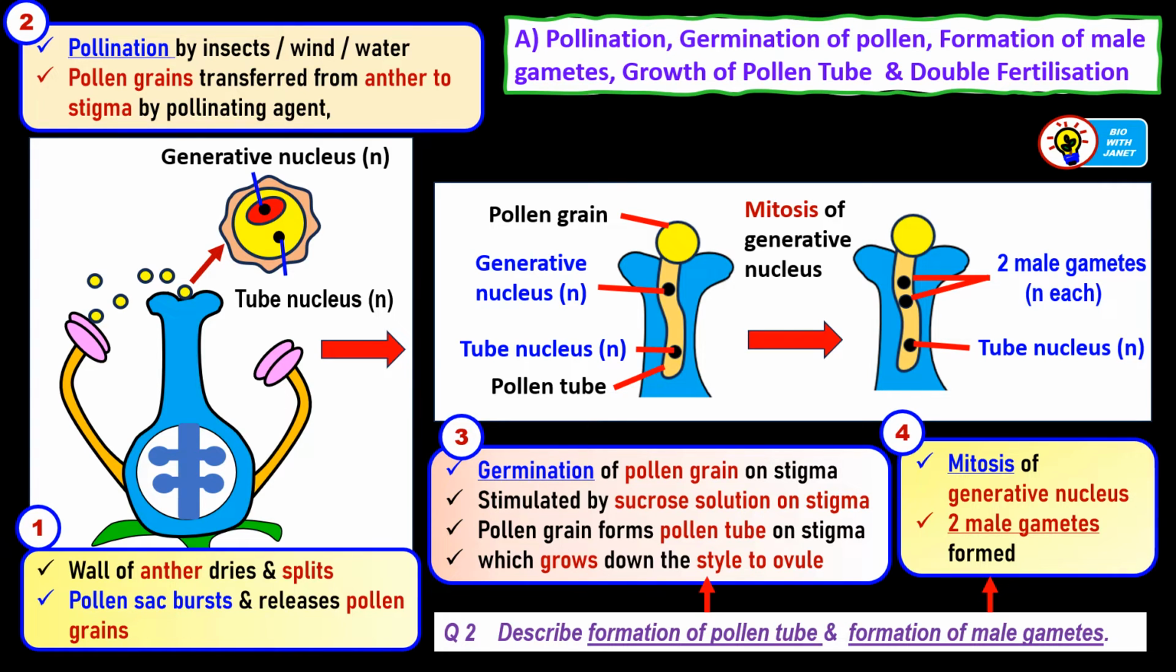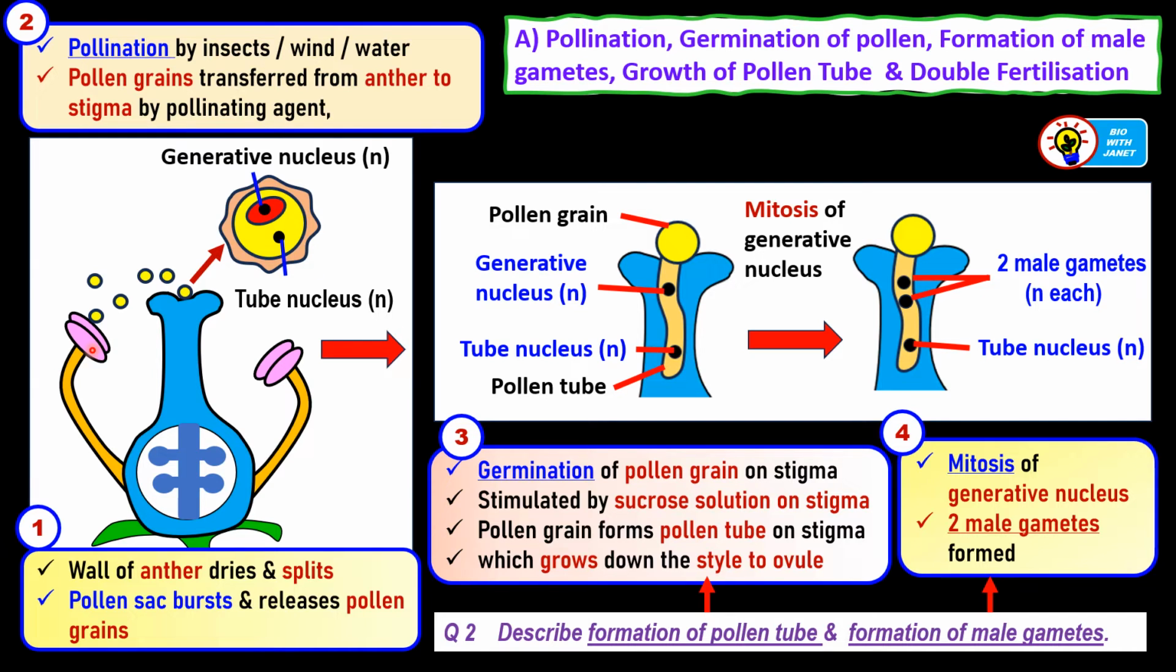So now we're going to discuss fully the process of pollination, then germination of pollen, and then formation of male gametes, growth of pollen tube, and double fertilization, right? So take it like a story. So number 1, okay, once upon a time there was an anther, right? So the wall of the anther dries and splits, all right? So the pollen sac in the anther will burst and release the pollen grains, okay? So these pollen grains are then transferred through the process of pollination, right? From the anther to the stigma by pollinating agents such as insects or wind.